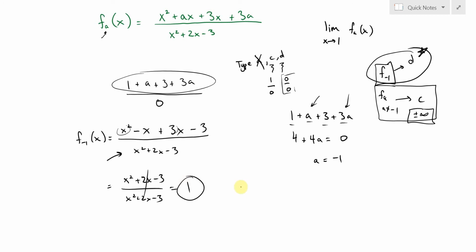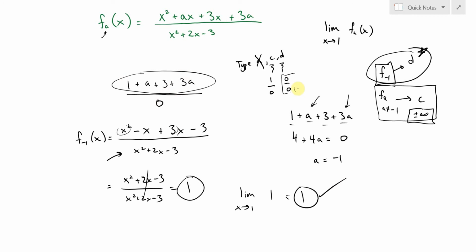So now we take the limit. The limit as x approaches 1 of just 1 is just 1. I mean, it doesn't even depend on x. So, checks out.